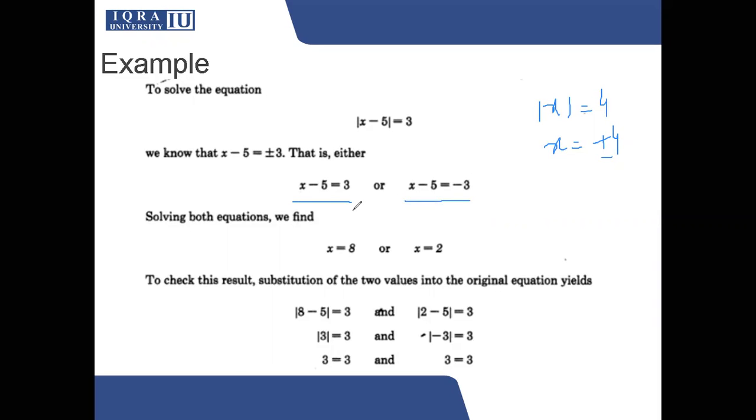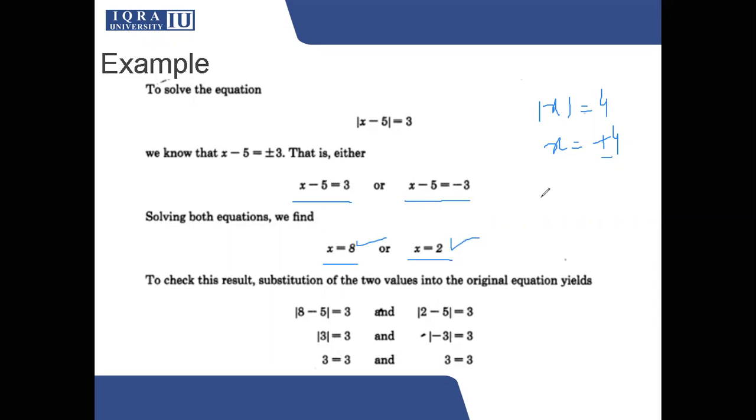And we'll solve both of these simultaneously. We'll take minus 5 to the other side, or basically we'll be adding 5 to both sides, and we'll get x equals 8. And here we'll be adding 5 to the other side as well, and we'll get x equals 2, because this is minus 3, and minus 3 plus 5 gives me plus 2. So we have two values, x equals 8 and x equals 2.